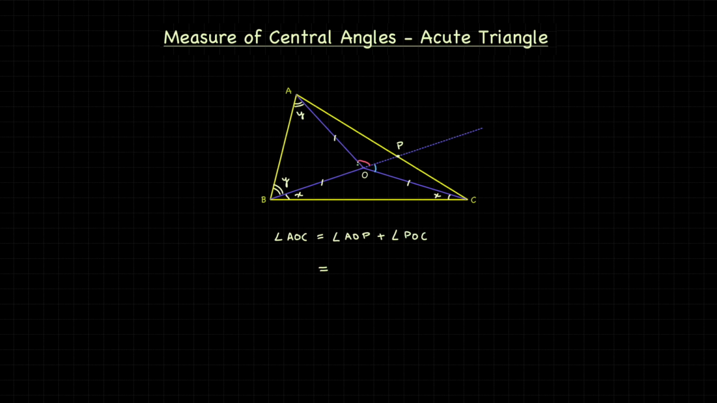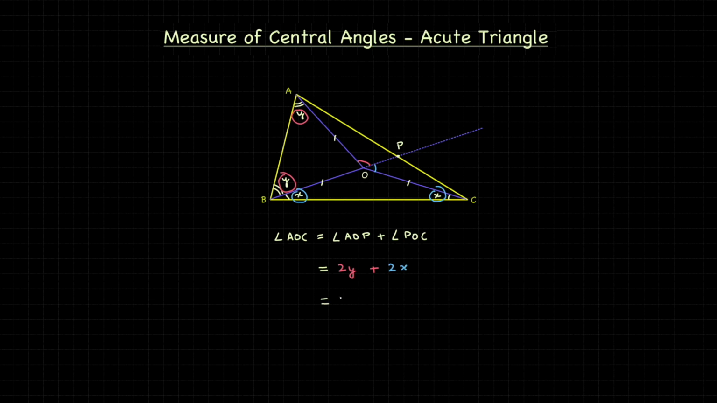Now let's look at what angle AOP is. So angle AOP is the external angle for triangle AOB. This means that angle AOP is the sum of two internal angles, both of measure Y, so its measure is 2 times Y. Similarly, POC is the external angle for triangle BOC, so its measure is X plus X, or 2X.